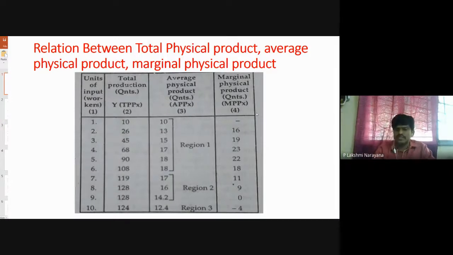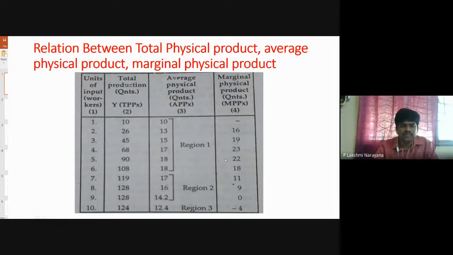So you can see in this table, units of input. What is that? Workers. Workers is the variable input. How many workers are here? 1 to 10. The total production in quintals, the total production possibility of X, is also shown in this table. So you can arrive at these two data. Average physical product can be arrived at. Then by using this average physical product and the total production units, marginal physical product also you can arrive at.